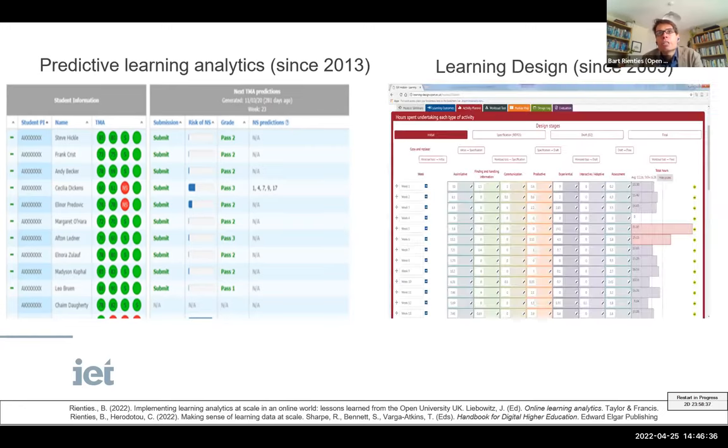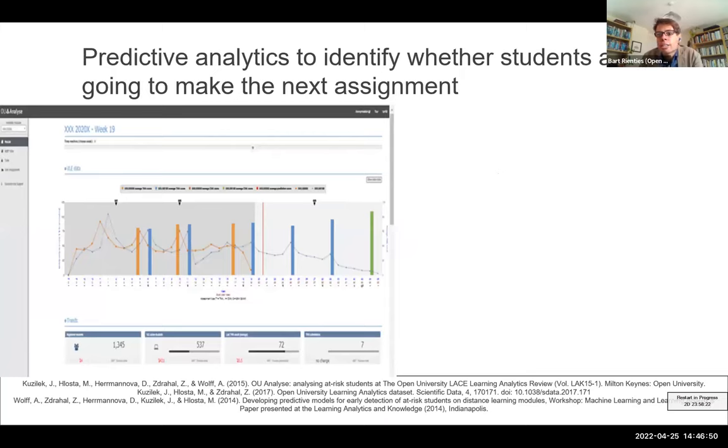And then I will share you something which we've been working on since 2005, which is called learning design. And I will show you some of the dashboards there as well. So what I will start with is predictive learning analytics. Some of you may have already seen this, but I will briefly demo it in a second.